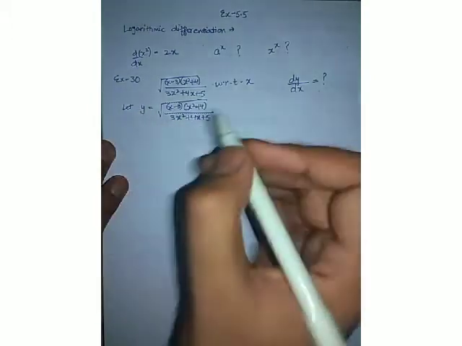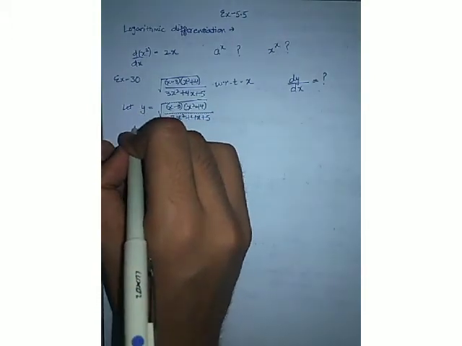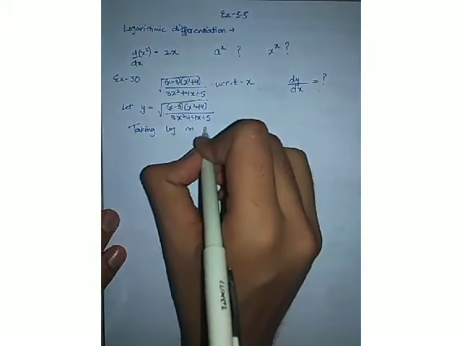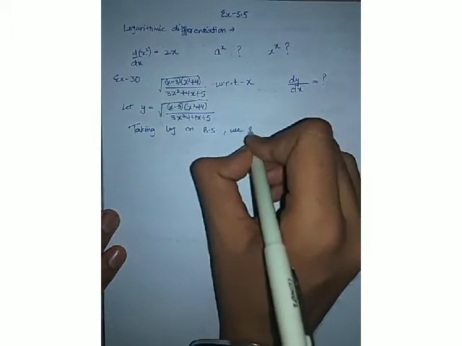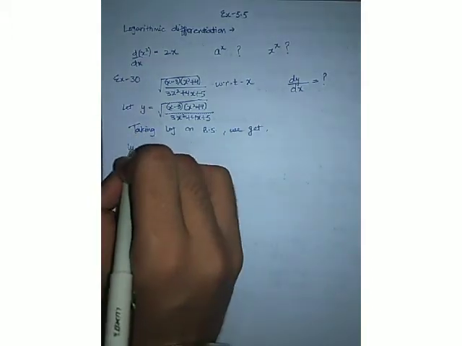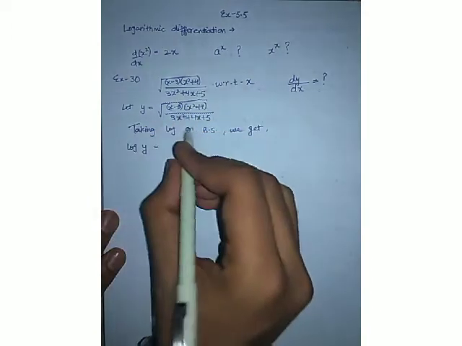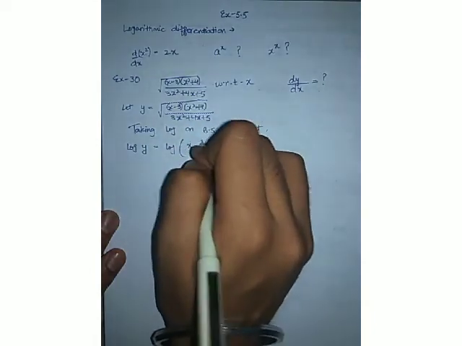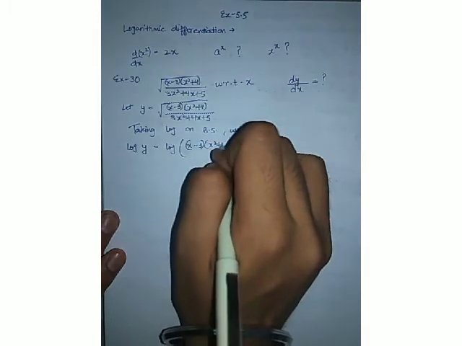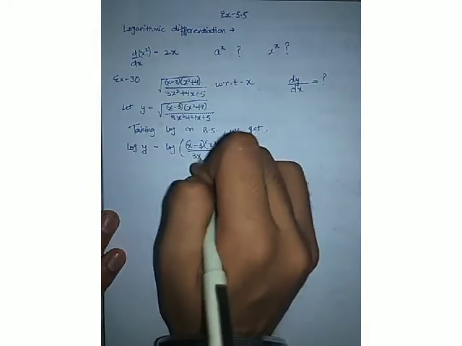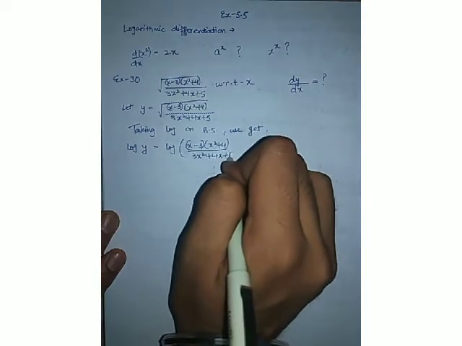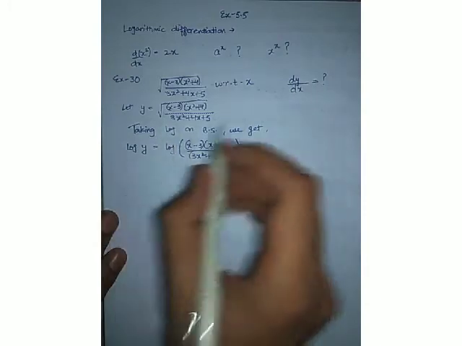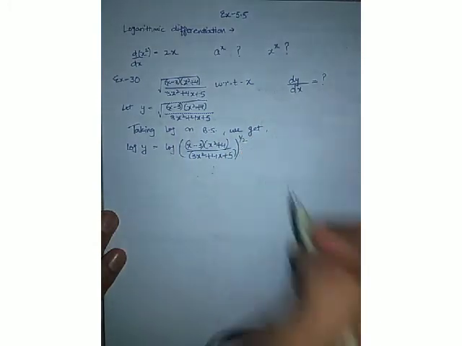Now apply log on both sides. Taking log on both sides, on the left hand side we get log of y. On the right hand side, log of, let it be in the bracket, (x minus 3)(x square plus 4) divided by (3x square plus 4x plus 5). Clear? Now, of course, everyone knows that under root means the power is 1 upon 2. So I am writing it like this.